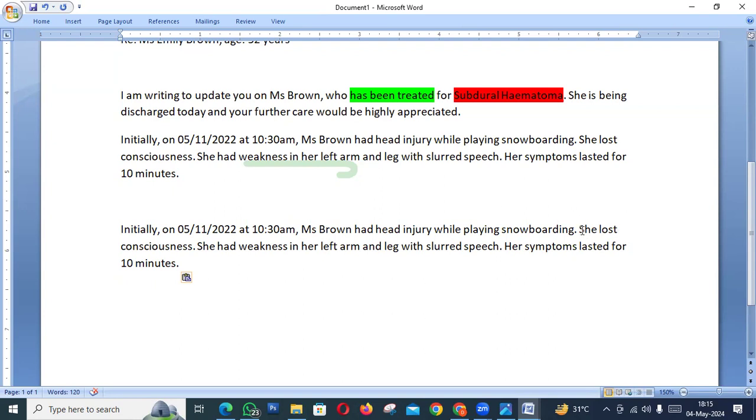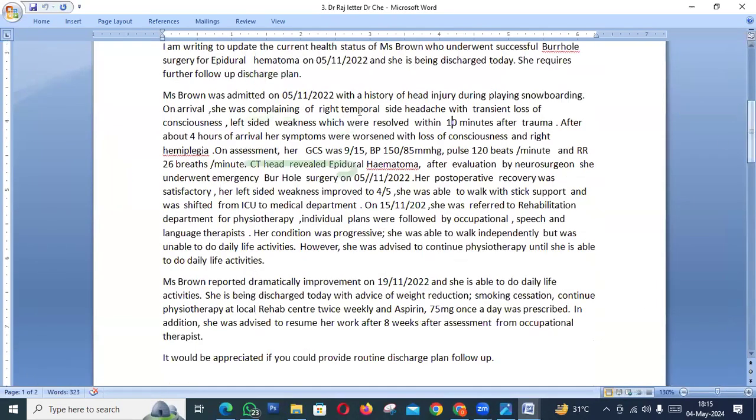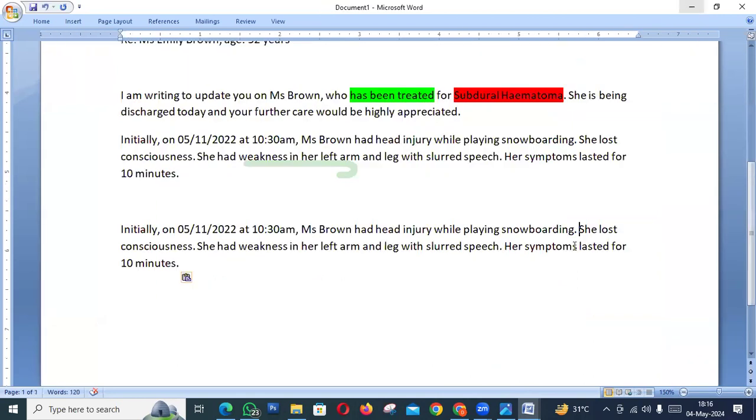Let us see what Dr. Raj has written. Miss Brown was admitted on this date with a history of head injury during playing snowboarding. On arrival, she was complaining of right temporal side headache with transient loss of consciousness, left side weakness, which were resolved within 10 minutes after trauma, after about 4 hours of arrival. So a little bit, not well organized.